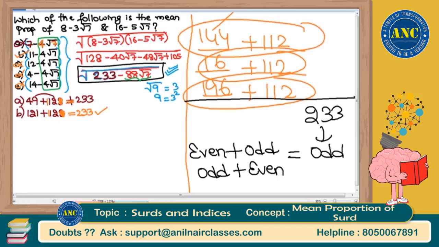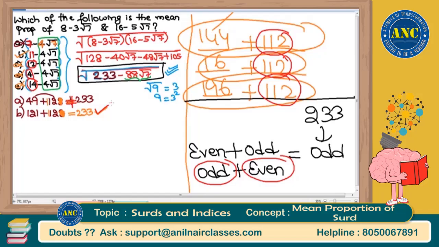Now see here. I know that B square is 112, which means the second term is an even number. The first term, when I square it, should be odd. The third option cannot be, because 12 square is not odd. 4 square is not odd. 14 square is not odd. Either the first option or the second option. But the first option is not satisfying 233 when I add. The answer should be the second. Multiple ways, sir.